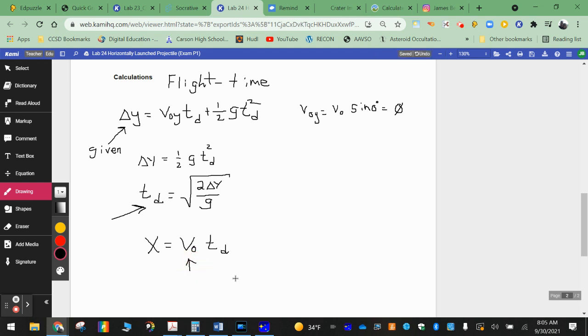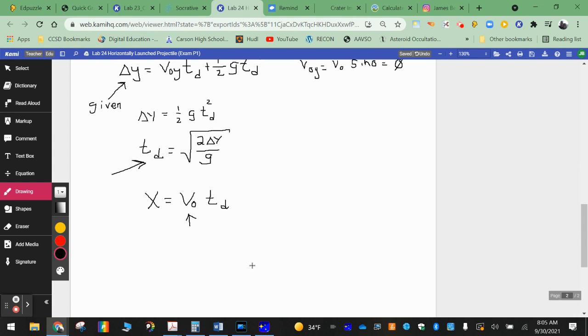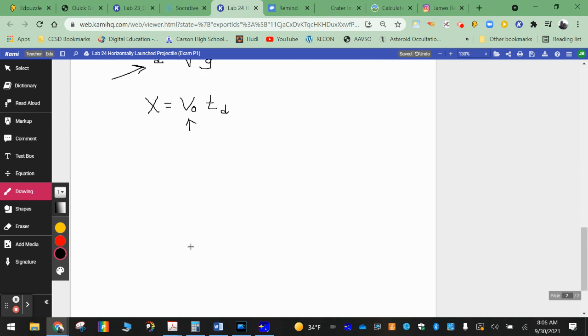V0, right? Initial velocity. Now, here's the initial velocity. My recommendation: I would say at least 3 to 5 trials. And here I will help each group that comes through.